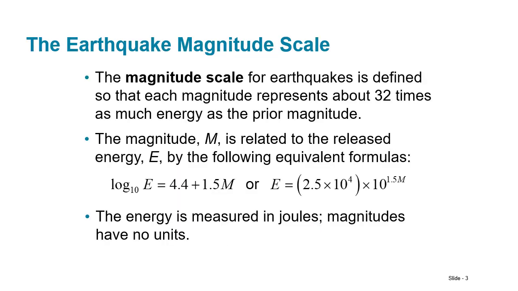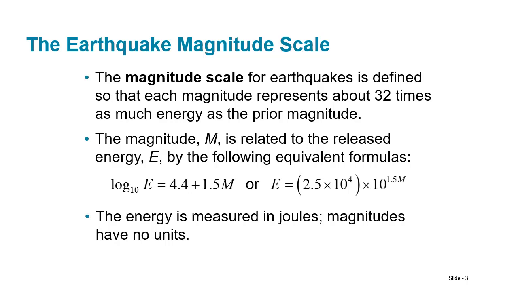from each other. So the magnitude scale for earthquakes is defined so that each magnitude represents about 32 times as much energy as the prior magnitude. So the magnitude we'll define as capital N is related to the released energy, capital E, by the following equivalent formulas. So log base 10, or just log, of E is equal to 4.4 plus 1.5 times N. Or if we solve for E, we get that the energy is 2.5 times 10 to the fourth times 10 to the 1.5 M. The energy is measured in joules, and magnitudes have no units.